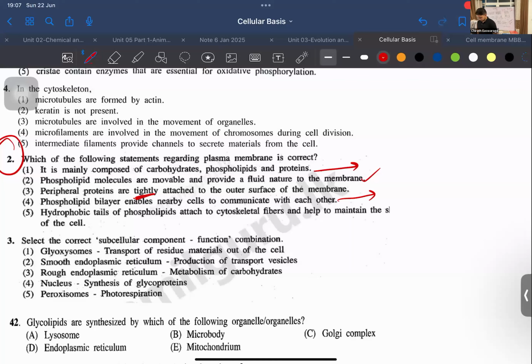Proteins embedded in the plasma membrane identify the cell. Within brackets, cell recognition.